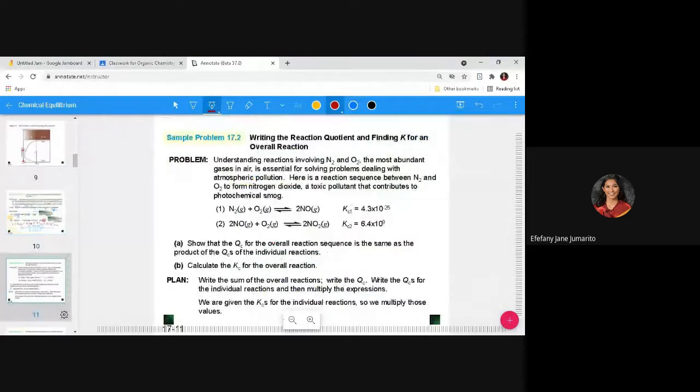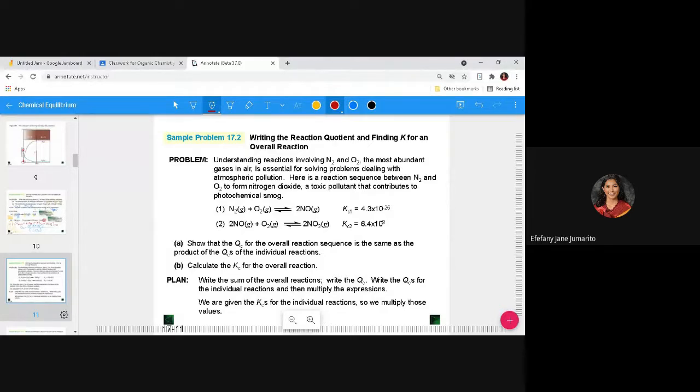If we have this one: understanding reactions involving dinitrogen and oxygen, the most abundant gases in air. So we have nitrogen and oxygen. Nitrogen is the most abundant gas in our air, and it is essential for solving problems dealing with atmospheric pollution. Here is a reaction sequence between N2 and O2 to form nitrogen dioxide, a toxic pollutant that contributes to photochemical smog.